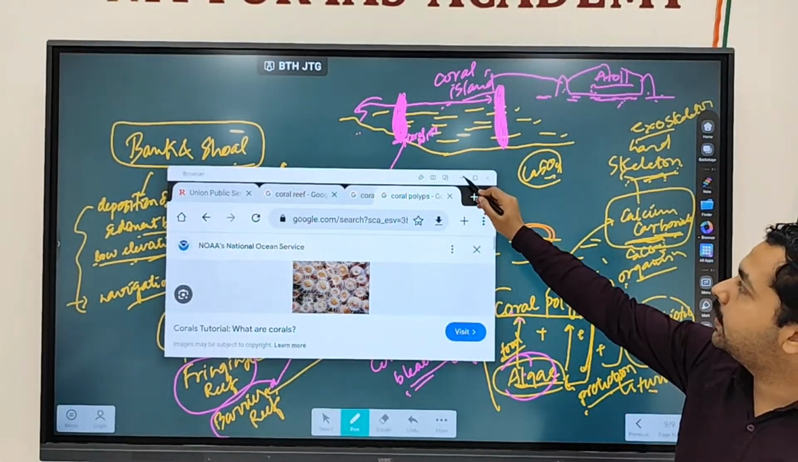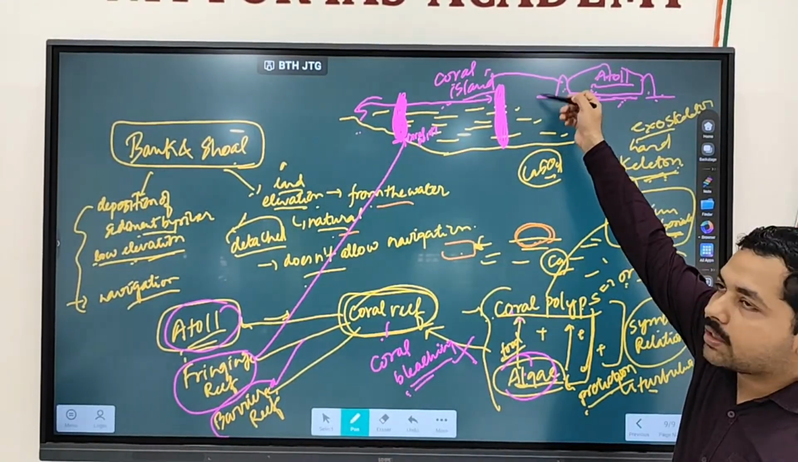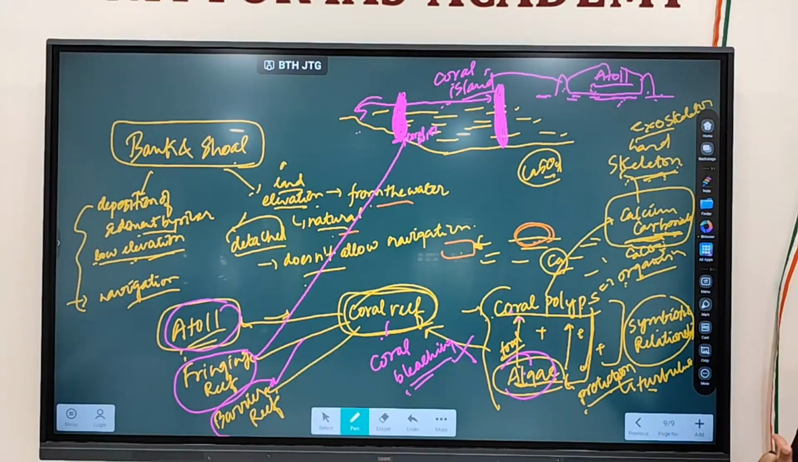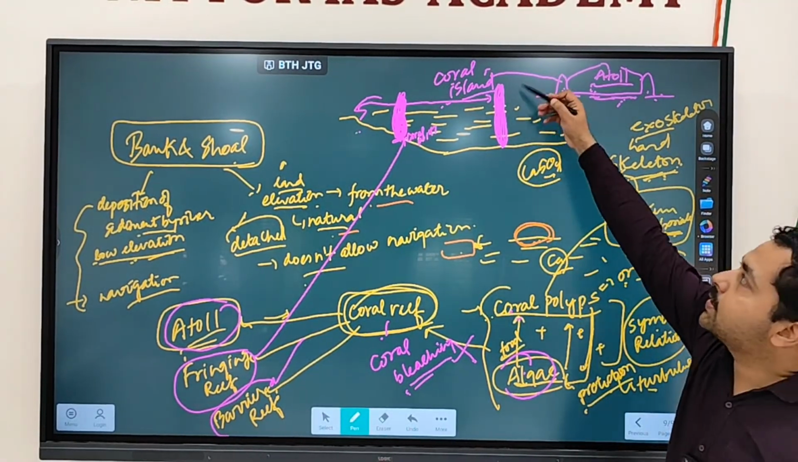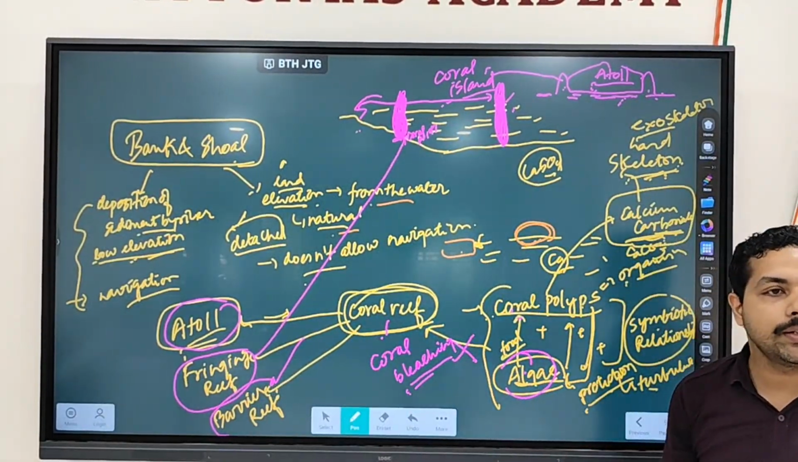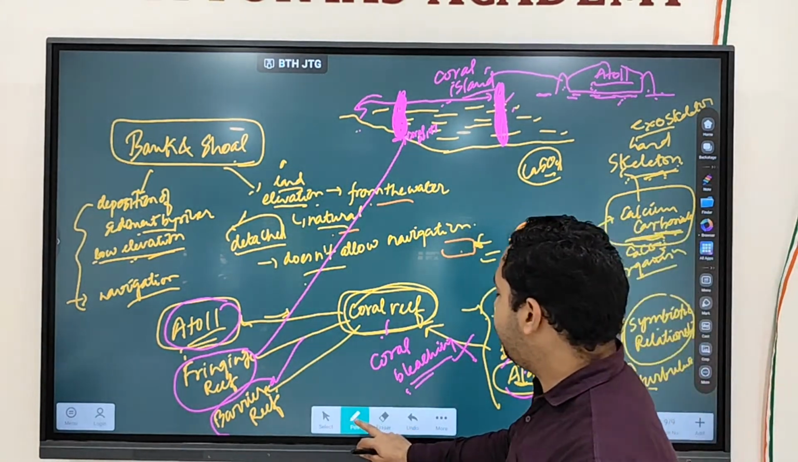So that's why there are two types of islands you have to keep in mind. One is volcanic island. We discussed that when a volcanic eruption comes out above the water, it forms which type of island? Volcanic island. Andaman and Nicobar is an example of which type? Volcanic island. When the hard skeleton is built and comes out, it is called which type? It is called a coral island. Lakshadweep is an example of which type of island? Coral island.